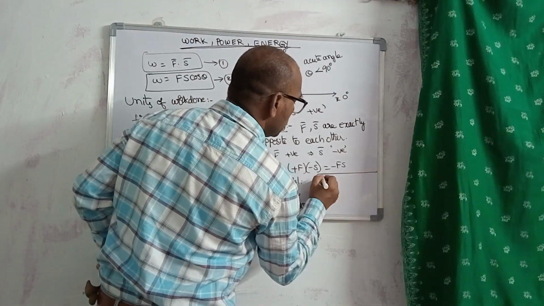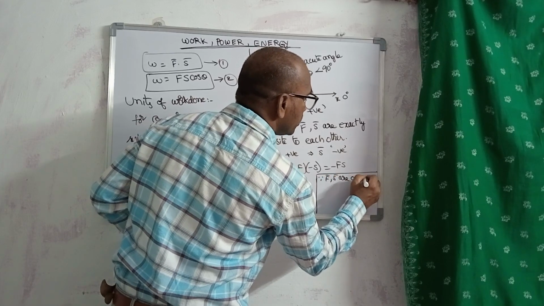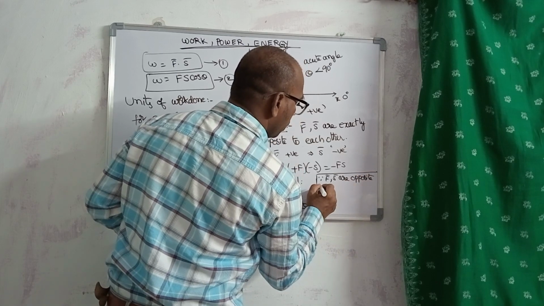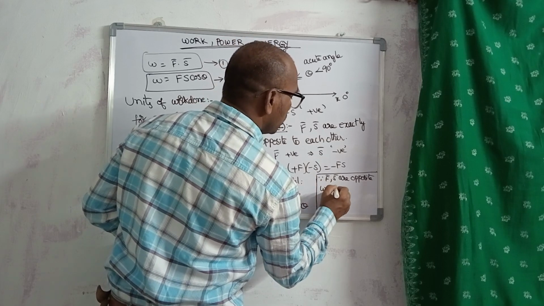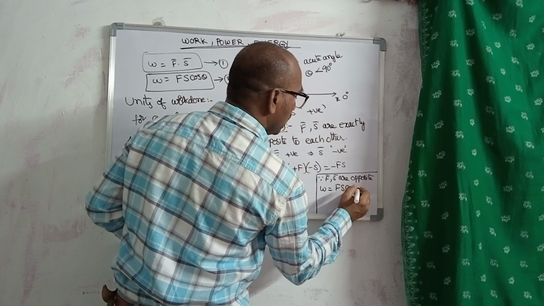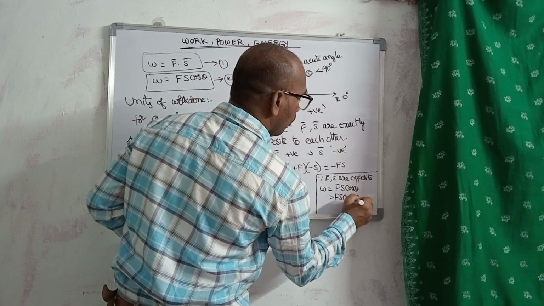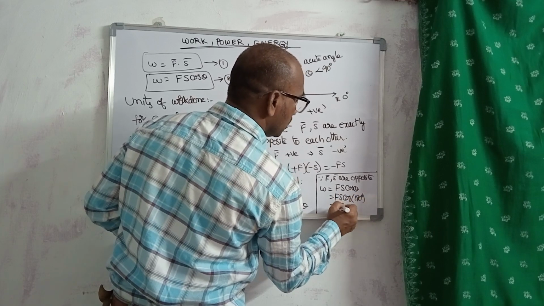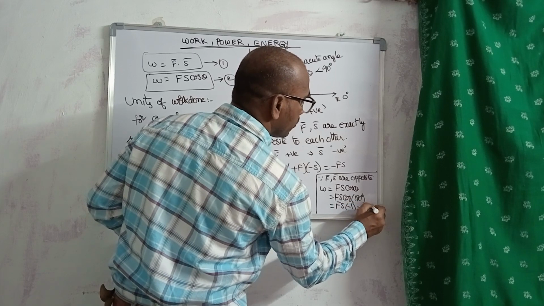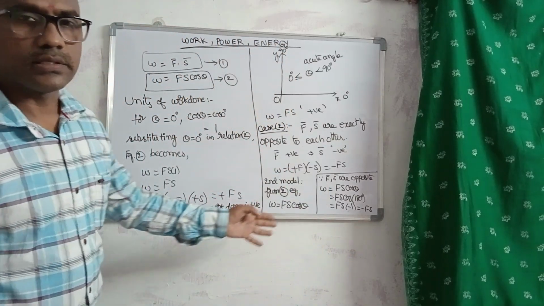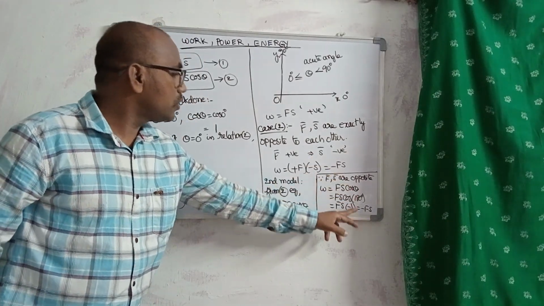Now, since F bar and S bar are opposite to each other, work done W equal to Fs into cos theta, which means Fs into cos 180 degrees. Cos 180 means minus 1, so W equal to Fs into minus 1, equal to minus Fs. So we can write W equal to minus Fs like this also.